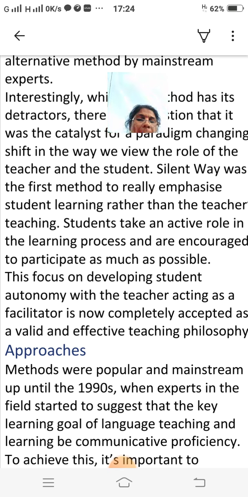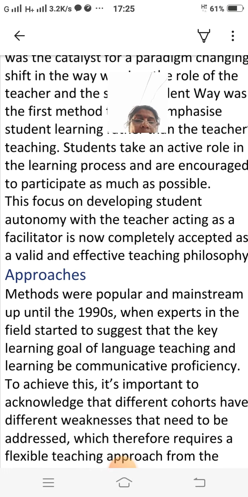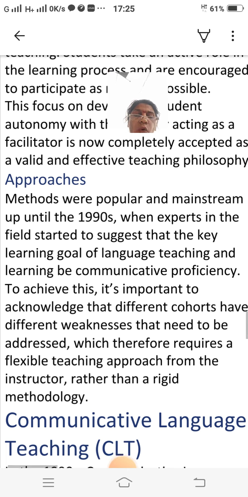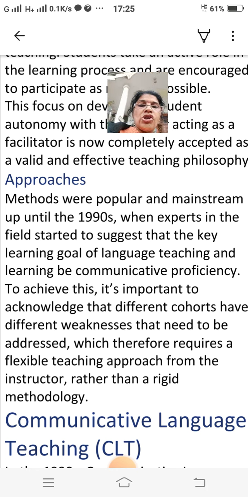Methods were popular and mainstream up until the 1990s, when experts in the field started to suggest that the key learning goal of language teaching and learning be communicative proficiency. To achieve this, it is important to acknowledge that different cohorts have different weaknesses that need to be addressed, which therefore requires a flexible teaching approach from the instructor rather than a rigid methodology.